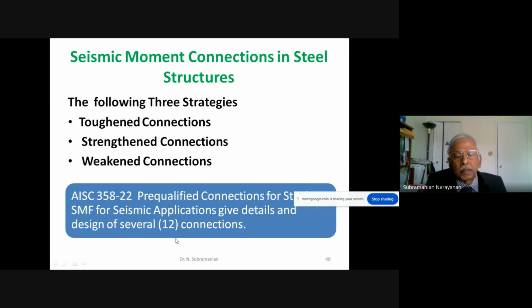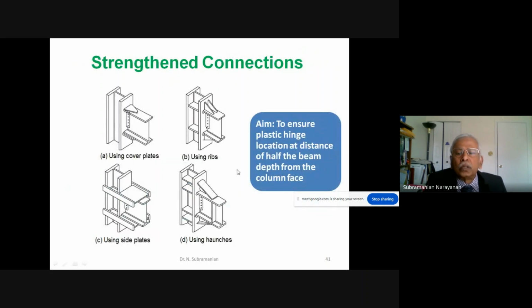It gives the details of these 12 connections which have been tested adequately, so that they will resist earthquake forces. So these are strengthened connections, using cover plates, using ribs, using side plates, and using haunches. The aim is to ensure plastic hinge locations at a distance of half the beam depth from the column face, in order to avoid the plastic hinge location at the joints, which are very important.